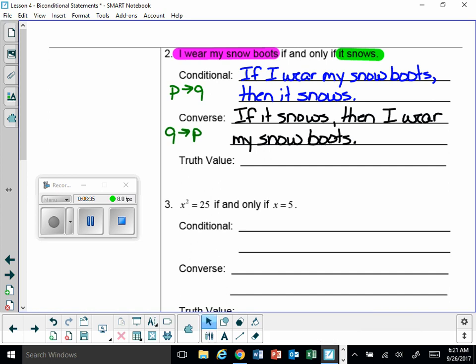Let's take a look at the truth values here. The conditional, if I wear my snow boots, then it snows. False. I wish that was true. I'd wear my snow boots every day in January and February. We'd have a lot of snow days. The converse, if it snows, then I wear my snow boots. That's true. So this truth value is false. This is not a true biconditional statement.